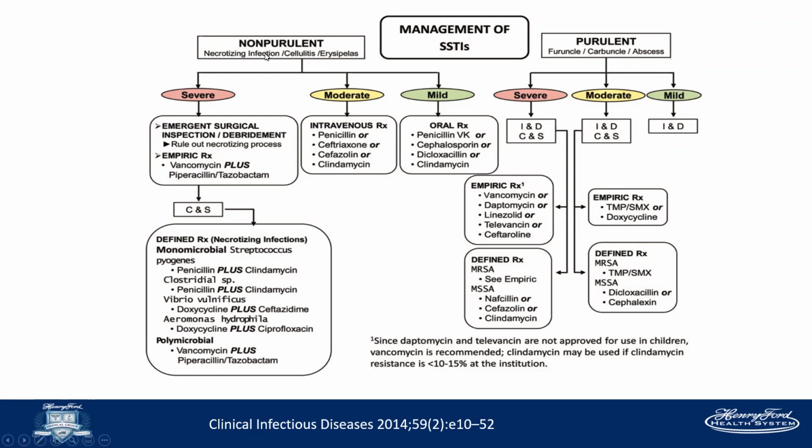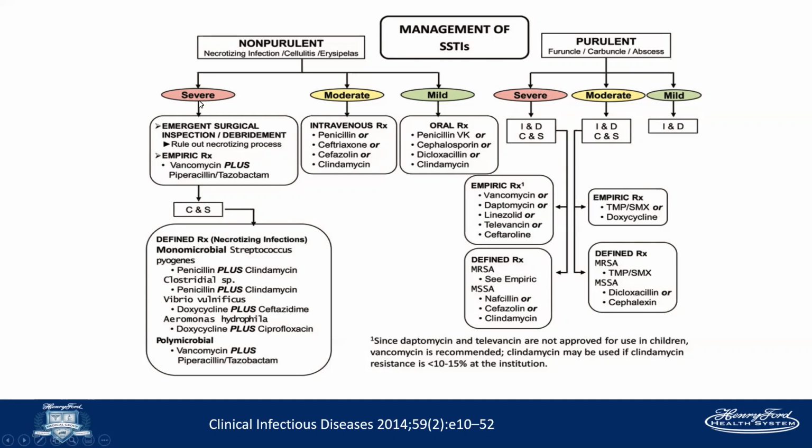And then moving over to the non-purulent side, which is probably what you'll see more often than not in the observation unit or somebody being hospitalized. If it's mild, it's recommended to target your therapy towards streptococcus and MSSA, with penicillin VK. You can use a cephalosporin such as Keflex, dicloxacillin, or clindamycin. In more moderate cases, IV antibiotics, again still targeting streptococcus: penicillin, ceftriaxone, you can use cefazolin or Ancef, or IV clindamycin.